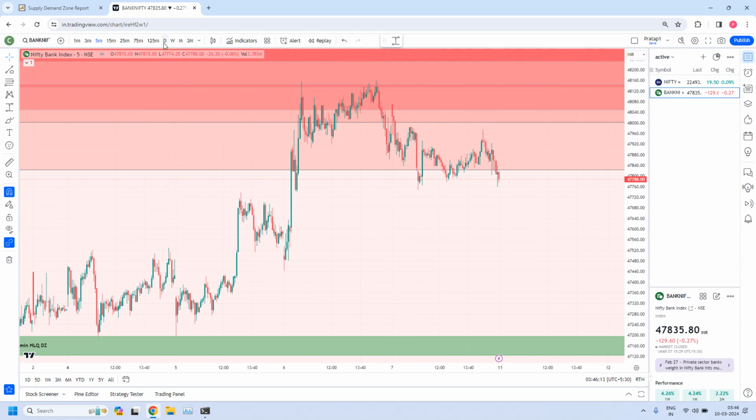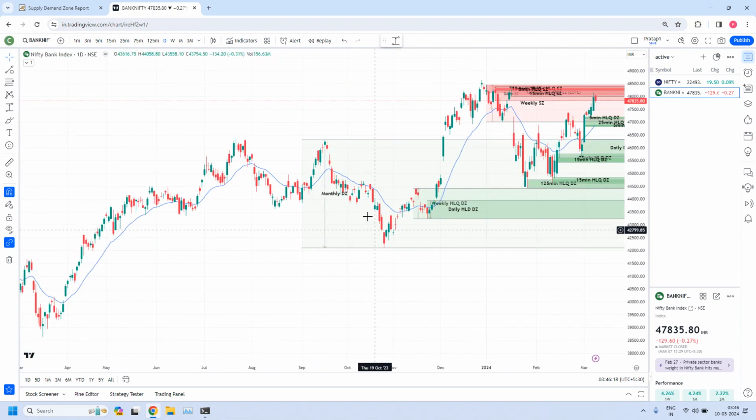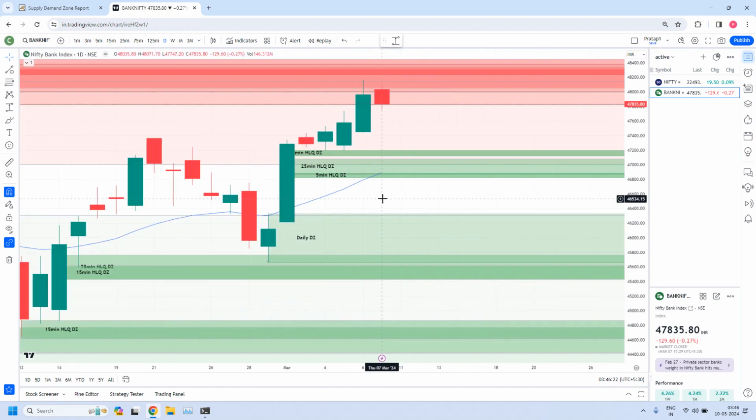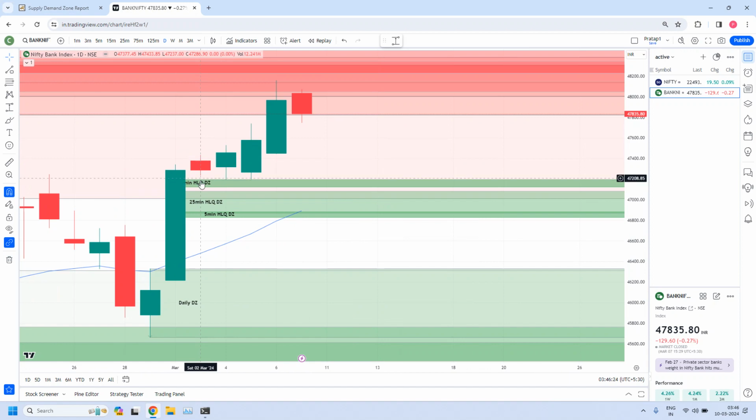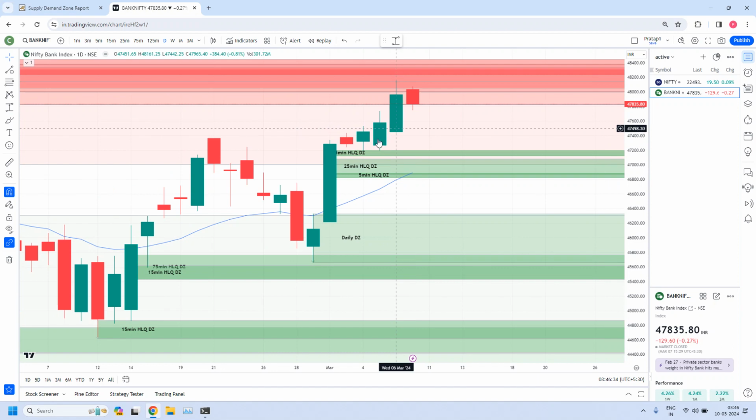Bank Nifty also, let us start from the daily time frame. Bank Nifty, this 5-minute zone worked very strong during the entire last week, because last Sunday we identified these ranges. So Bank Nifty moved within this range only. Now Bank Nifty moved to the supply zone. Let us see whether these supplies will do anything during this week.